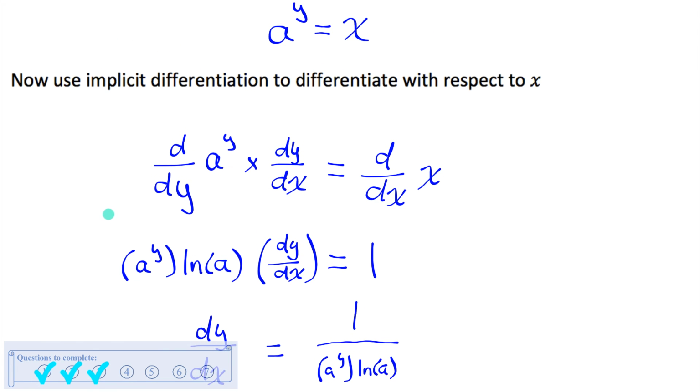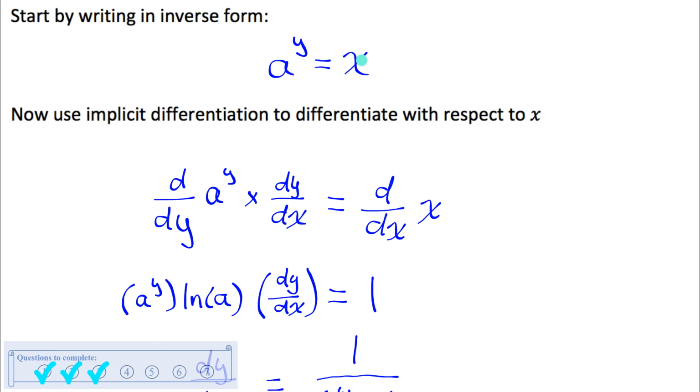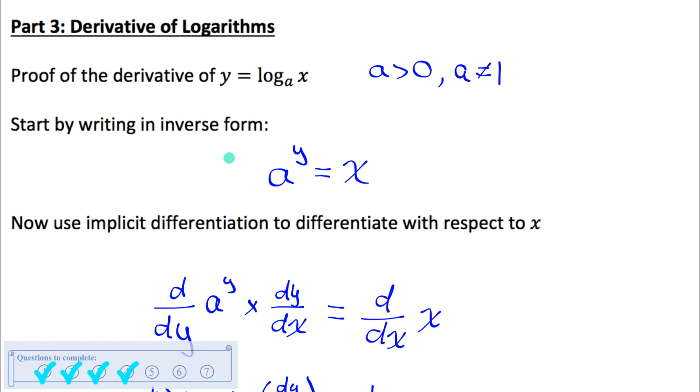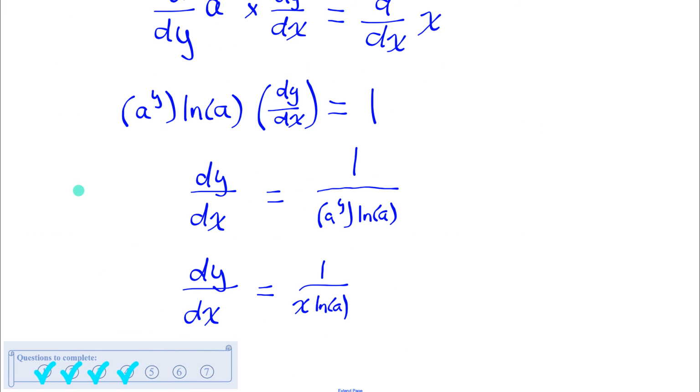And notice, what's a to the y equal to? Oh, right here it tells me a to the y equals x. So in my simplified version of the derivative, I figure out it equals 1 over x ln a. So the derivative of log base a of x equals 1 over x ln a. So it equals 1 over the argument times ln of the base.